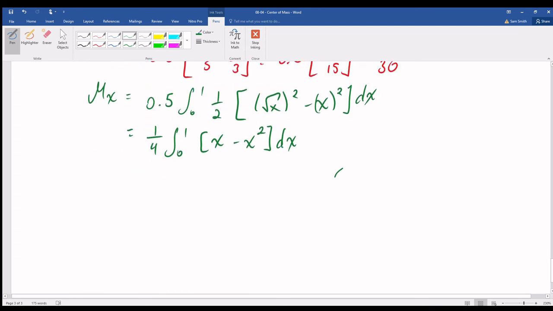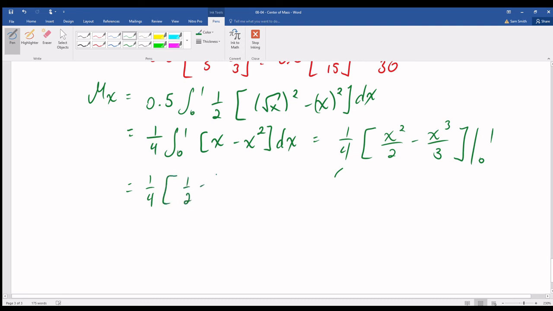Finding our favorite antiderivative gives me 1 over 4, x squared over 2, take away x cubed over 3, evaluated from 0 to 1. And so, finally, plugging in 1, we get 1/4, 1/2, take away 1/3, 1/4 times 1/6, 1 over 24.